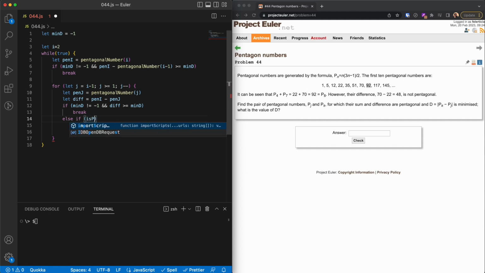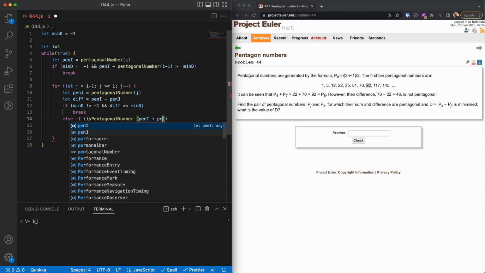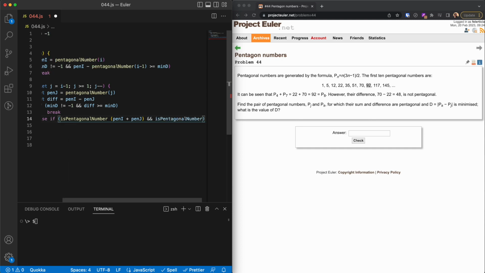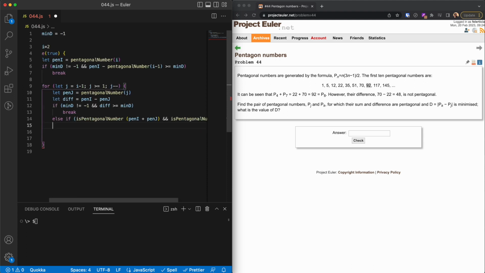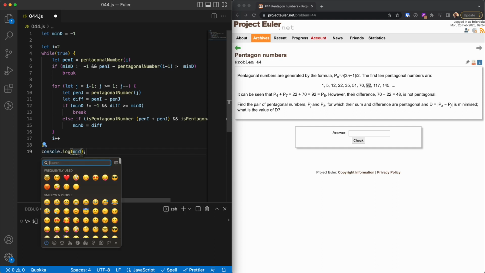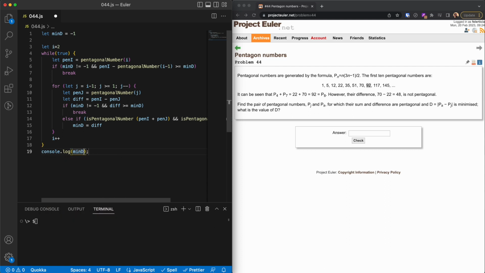So we would say if is pentagonal number of pen I plus pen j and is pentagonal number the diff that we have found, then min d is diff, and here when the for loop is done we will just add to the I, and in the end when I break out of the while loop we have found the min d and we can log it like so. Now I need to write these two functions.